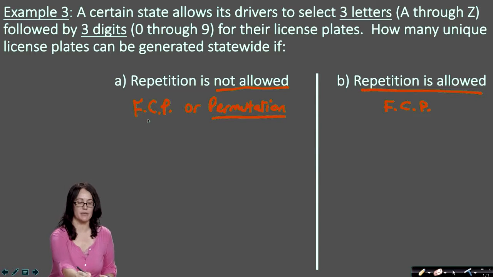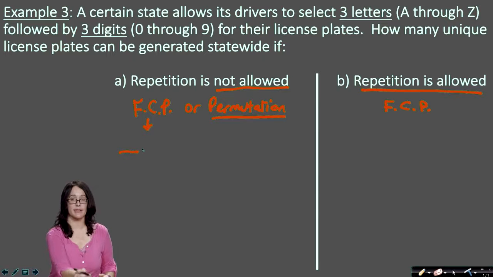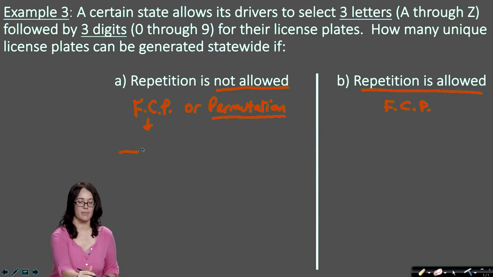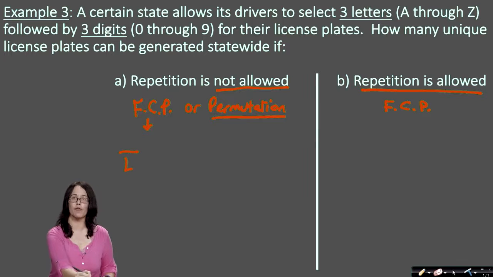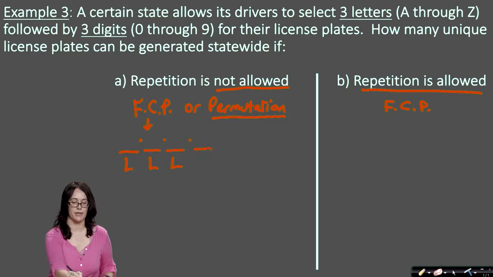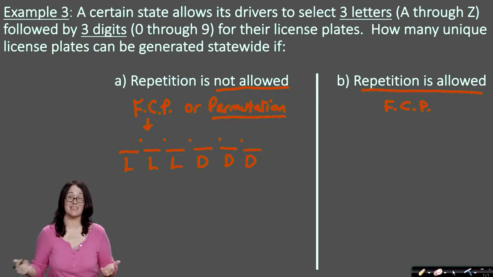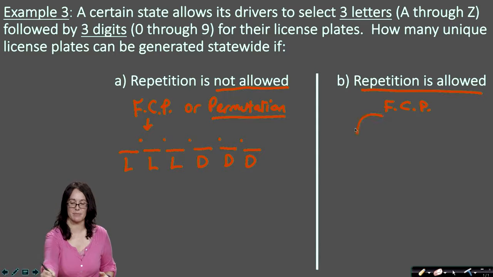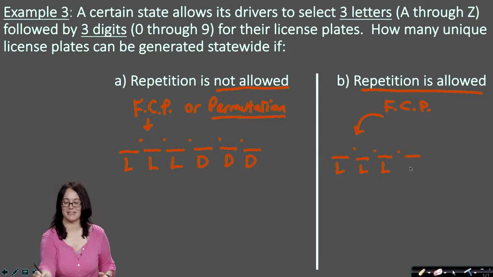So if we did the FCP approach first, what I would recommend, again, is a little slot for each selection. So I'm first choosing, it looks like, a letter. I'll use L for letter, if that's okay. Then I'm choosing another letter, followed by another letter. It said choose 3 letters, followed by 3 digits. I'll use D for digit. So D, D, and D. Now, technically, it's the exact same setup for the FCP in Part B, so I'll just go ahead and do that now. A letter followed by a letter, followed by another letter, followed by 3 digits, D, D, D. So let's just set it up for ourselves here.